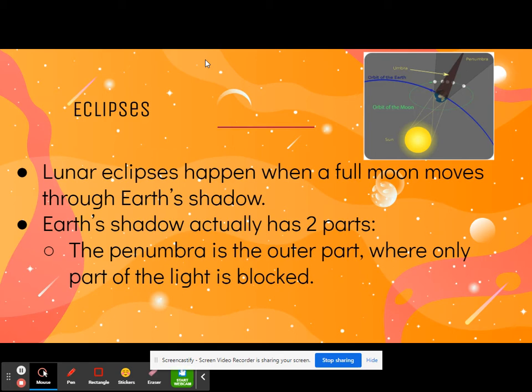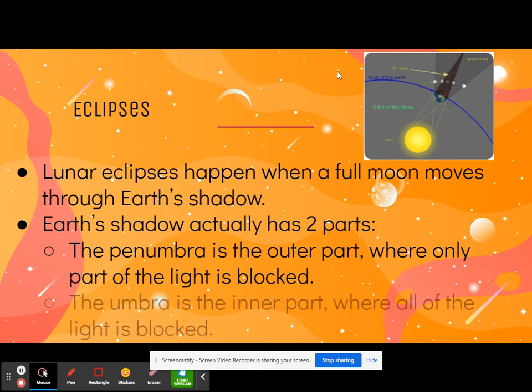Only part of the light is blocked in the penumbra. This is going to be the big part here. The penumbra is the big part. The little part is the umbra. It's the inner part right here. And this is where all of the light from the sun is blocked. Are we good?